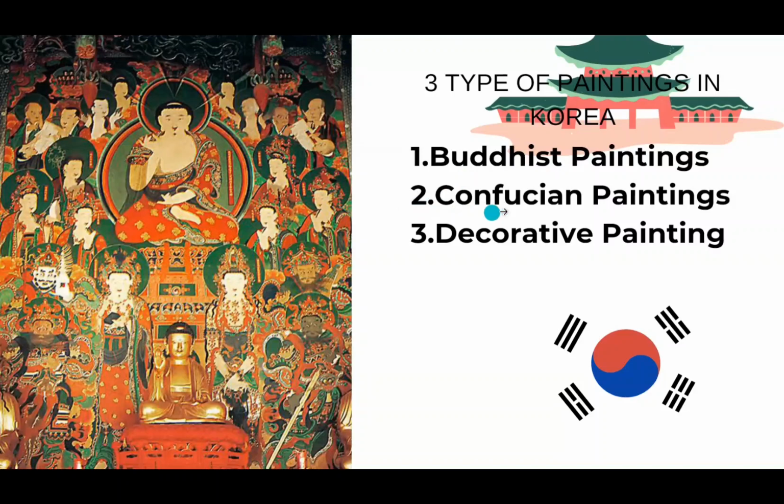Number two, Confucian paintings. Confucianism in Korea is sometimes considered a pragmatic way of holding a nation together without the civil war and internal dissent that were inherited from the Goryeo dynasty. And the third one is decorative painting.